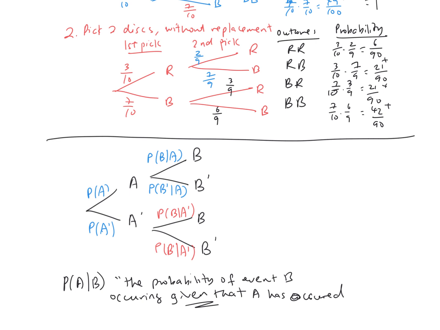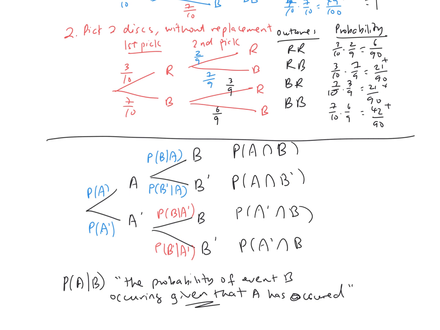So given that A has occurred. So if we look at the situation on the right hand side, just like we multiply the probability here, it will be P(A intersects with B), P(A intersects with B complement), P(A complement intersects with B), and P(A complement intersecting with B complement). So this brings us to axiom 4.